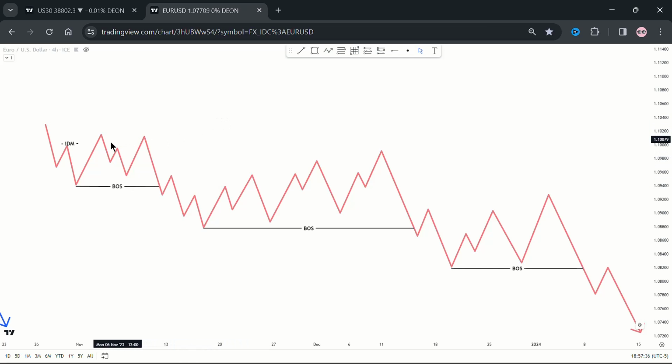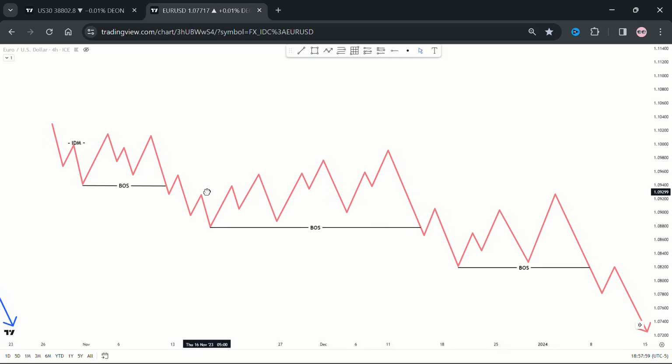So these are internal structures. Here also the market broke structure here. But then you can clearly see here it started making these movements to the upside. This is counter trending now. But on your 15-minute time frame, let's say it changed character.